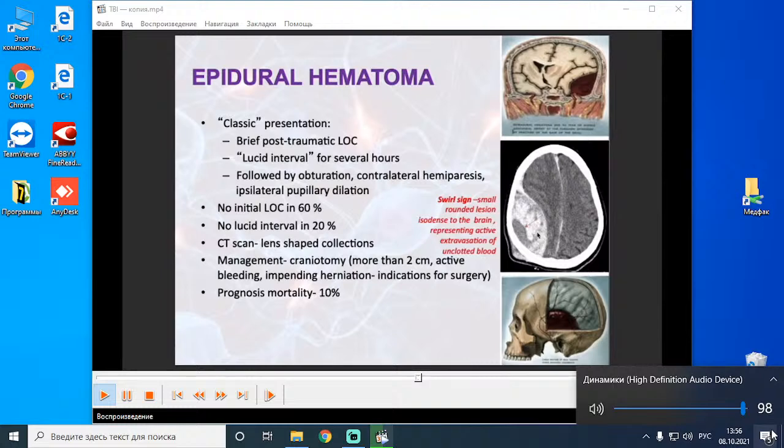Here you can see the CT scan, CT imaging. Several signs here: a small rounded lesion adjacent to the brain, representing active extravasation of unclotted blood.